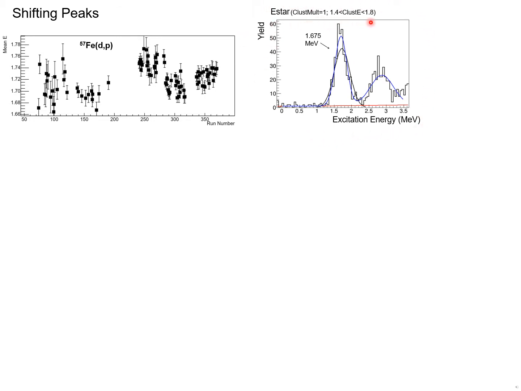If we look deeper into the data, I plot the excitation energy spectrum for the iron 58 nucleus with a particular gamma ray energy gate on it to improve my signal to noise ratio. I can see the second excited state in iron 58, 1.675 MeV. However, when I fit this and pull the mean value, I find that over the course of the experiment, the peak position shifts around quite a bit.